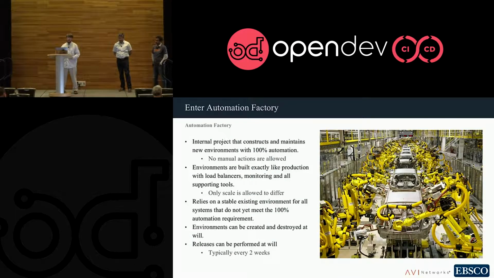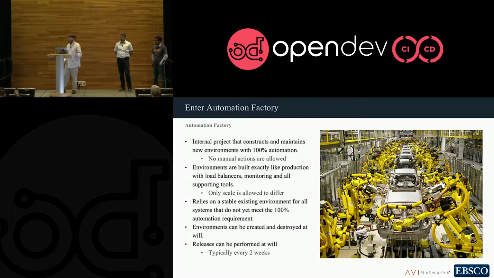So what we did, we coined this effort the Automation Factory. When we kicked this off, we tried to figure out what we were going to do and accomplish in the framework we were going to build. We came up with the name Automation Factory, and the idea is it builds and constructs environments and deployment pipelines with 100% automation, so with no manual actions allowed within the resources that it maintains.